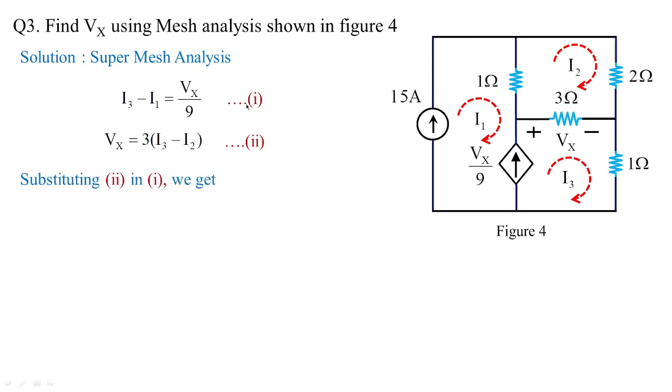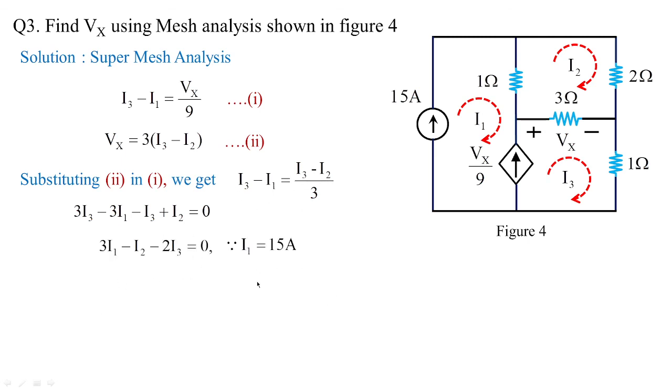Now just substitute 2 in 1. I'm going to get I3 minus I1 equal to 3 times I3 minus I2, divided by 9. So 3 into 3, 3 threes are 9, so it becomes I3 minus I2 by 3. Now just cross multiply. So this becomes 3I3 minus 3I1 is equal to I3 minus I2.